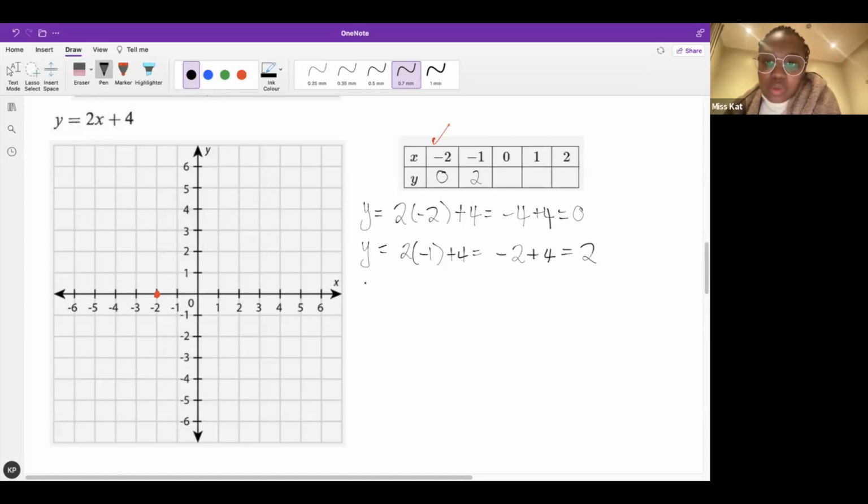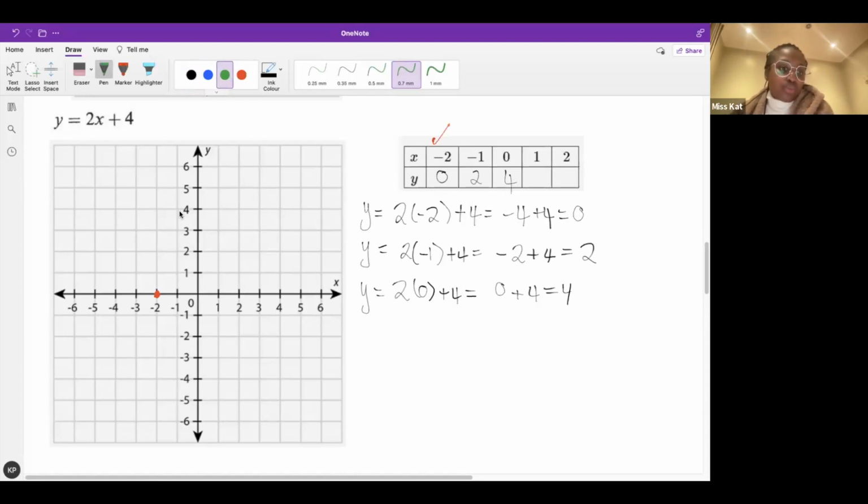Let's do the next one and then we'll plot it. Okay, ma'am. So you say 2 bracket 0 plus 4. So you say 2 times 0, which is 0. Then say 0 plus 4, which is 4.